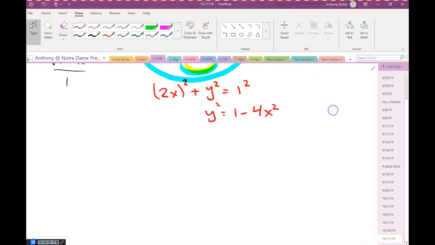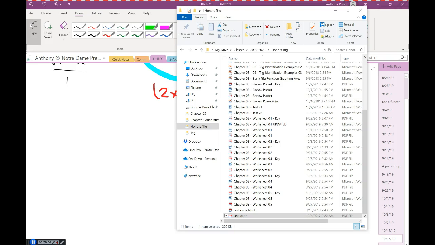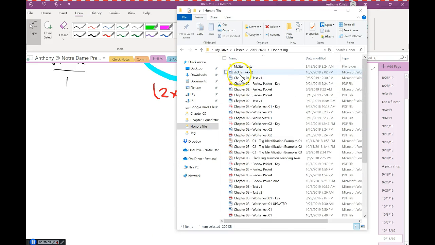Yeah, I did a dumb thing and didn't print the problems, though, so I have to look at them real quick.